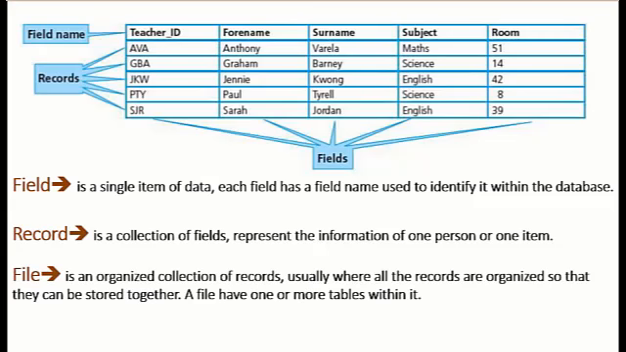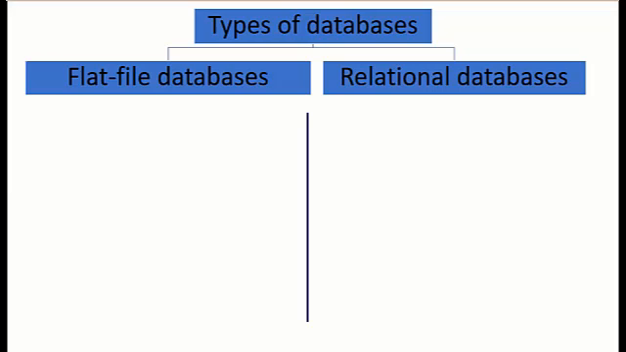And a file is an organized collection of records, usually where all the records are organized so that they can be stored together, and a file has one or more tables within it. And the file is called a database, or a combination of files is also called a database. Different types of databases are flat file databases and relational databases.